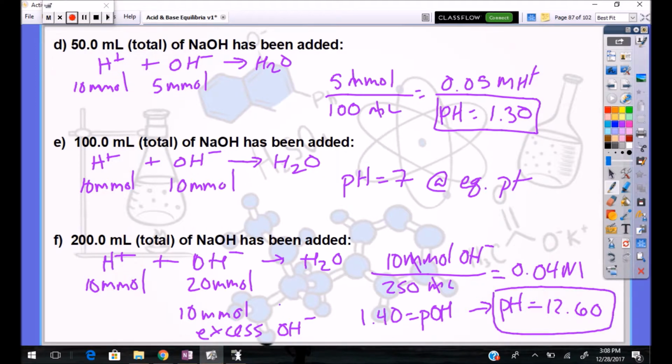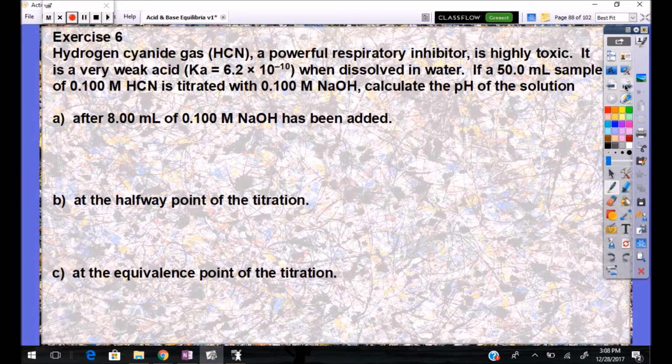Boom. What a lovely problem. Serial dilution, several steps. You just have to keep track of your total volume each time because it changes, and that changes your molarity. All right, let's do another one.